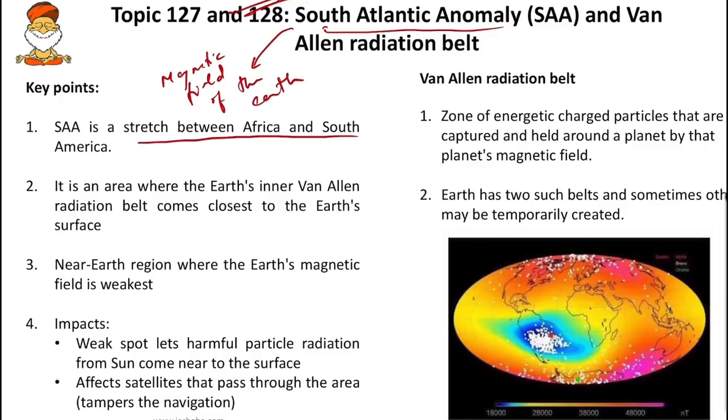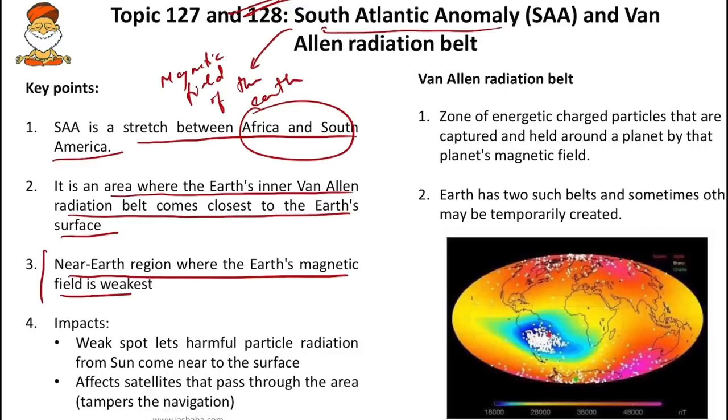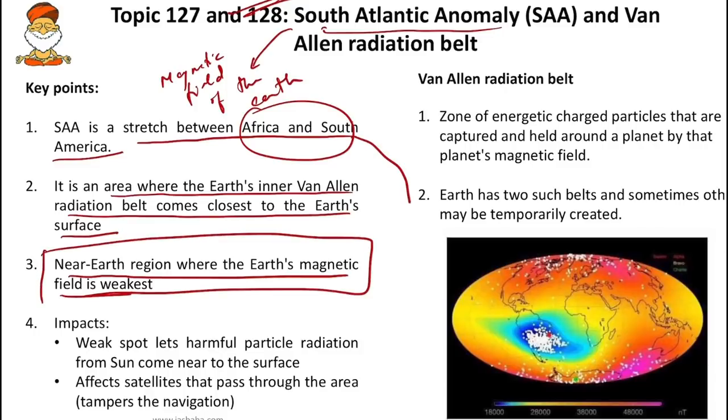The South Atlantic anomaly is a stretch between Africa and South America. It refers to the behavior of Earth's geomagnetic field in an area between Africa and South America. So this is what you have to remember. Next, you have to know the South Atlantic anomaly is an area where the Earth's inner Van Allen radiation belt comes closest to the Earth's surface. And this SAA is the near Earth region where Earth's magnetic field is weakest. So this is very important.